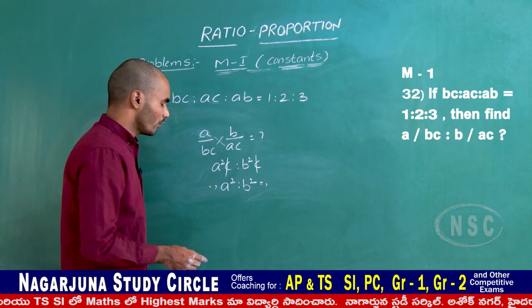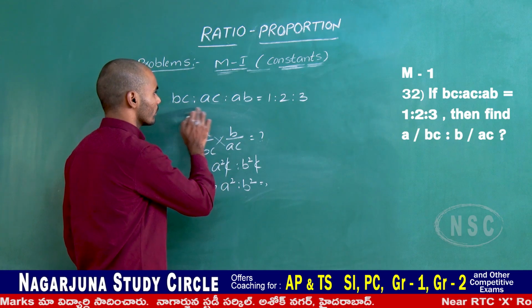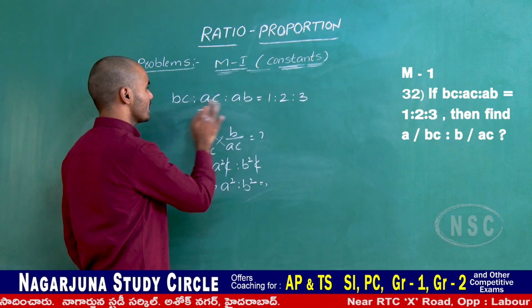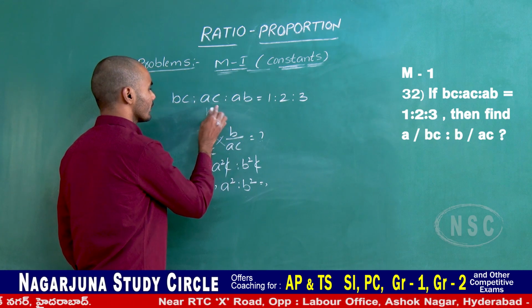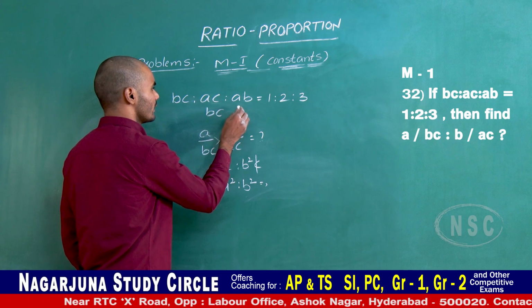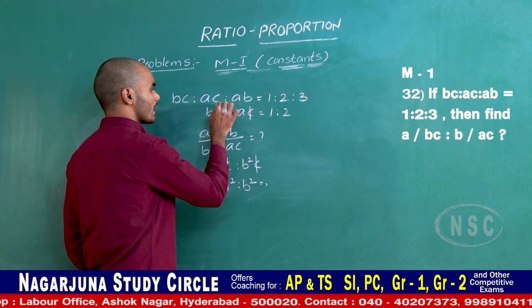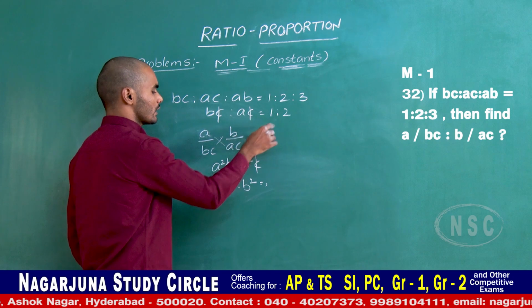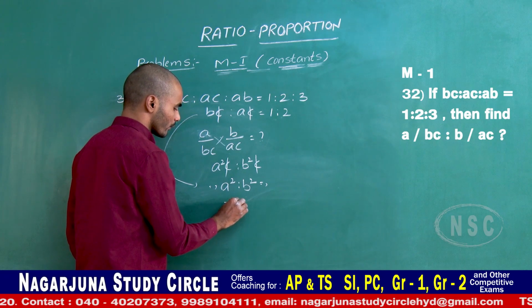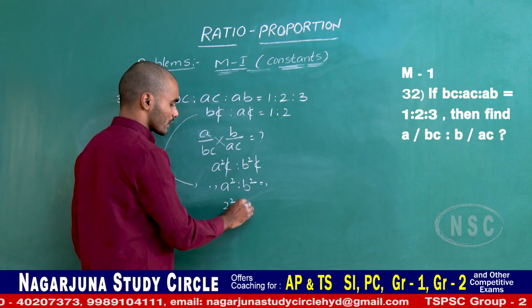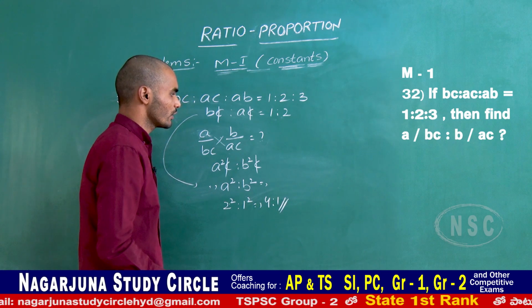Then I want the values of A and B. Just check this rule. BC value is 1 and AC value is 2. Then 1:2, C cancels. B value is 1, A value is 2. Substitute this into this condition. A value is 2, it means 2 square, and B value is 1, it means 1 square. It gives 2 square 4 is to 1 square 1. That is the answer, 4:1.